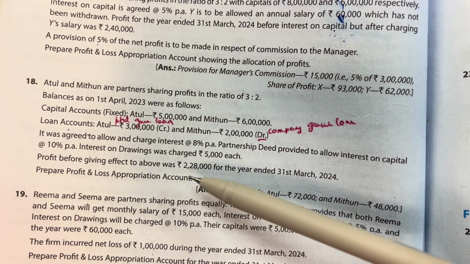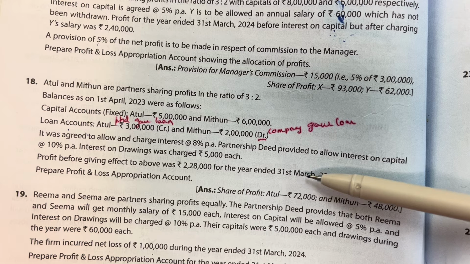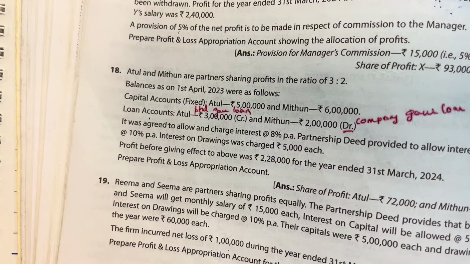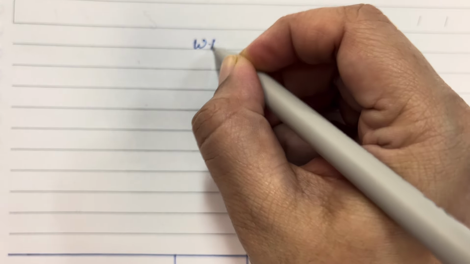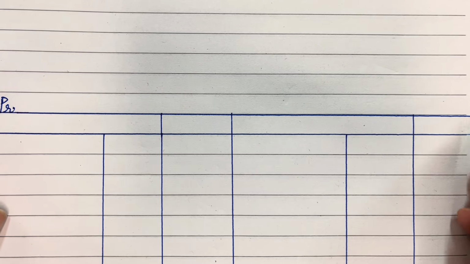Profit before giving effect to the above was 2,28,000 for the year ended 31st March. Prepare the profit and loss appropriation account. Now let's begin the sum. As always, first we leave some space for the working notes. We'll write working notes here and then prepare the format of the profit and loss appropriation account, debit side and the credit side.